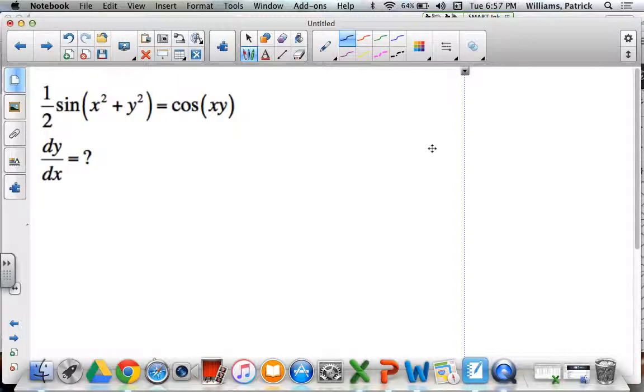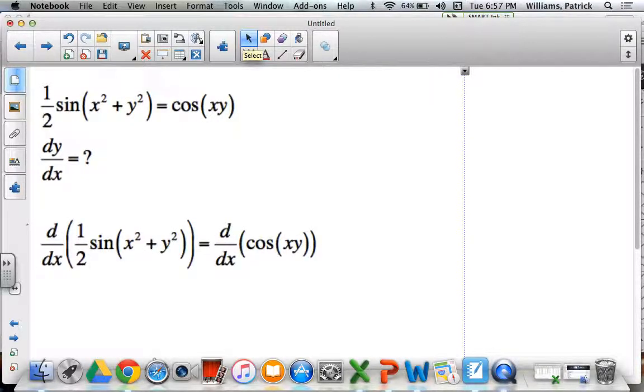All right, if you've given this a shot, the first thing you should have done was take the derivative of both sides with respect to x, just like we did in the previous case. So we do that. If you didn't know to do that, pause the video right now, try to take that derivative, remember the chain rule, and give it a shot, then press play once you're done.